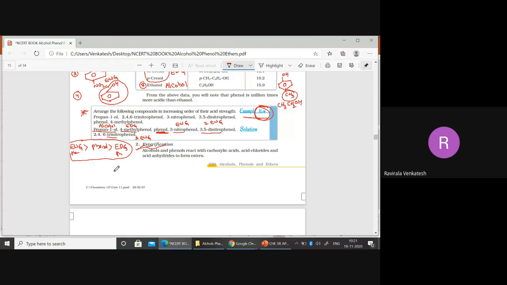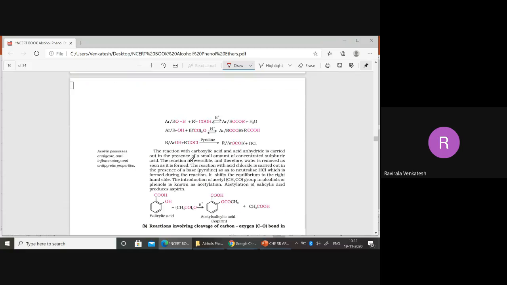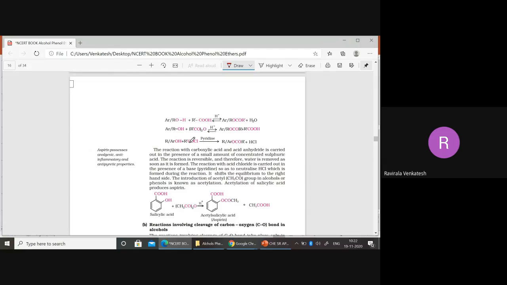Now, what is the meaning of esterification reaction? The reaction between the alcohols or phenols with carboxylic acids is called esterification. In addition to carboxylic acid, you can take acid chlorides, acid anhydrides also. So the reaction between alcohols or phenols with carboxylic acids is called esterification reaction.